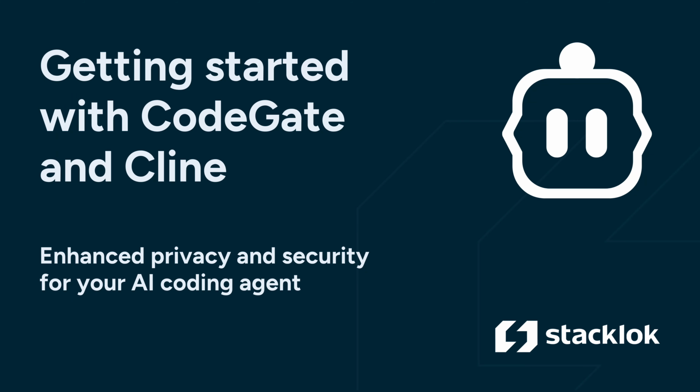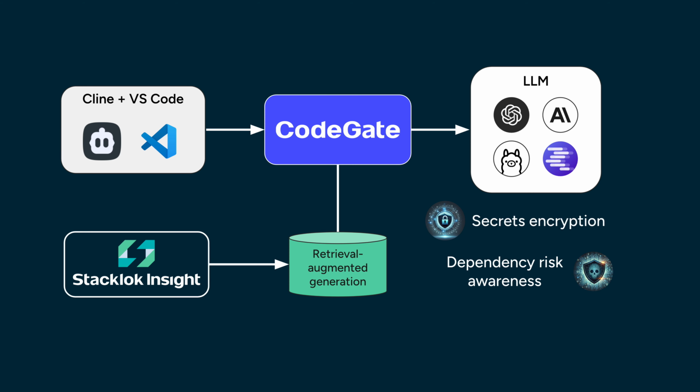CodeGate brings an essential layer of privacy and security protections to your AI coding workflows, and we've been hard at work adding even more integrations. We're happy to announce support for Cline, the popular AI agent for Visual Studio Code, which is known for its autonomous coding capabilities. CodeGate runs locally on your machine and sits between Cline and the large language model it's interacting with. In this video, I'll show you how to use CodeGate and Cline together to make your AI coding workflows safer.